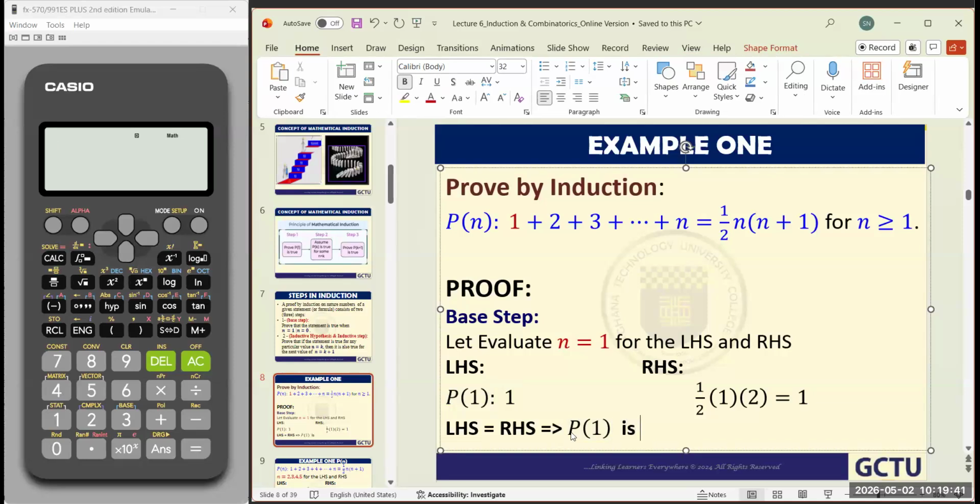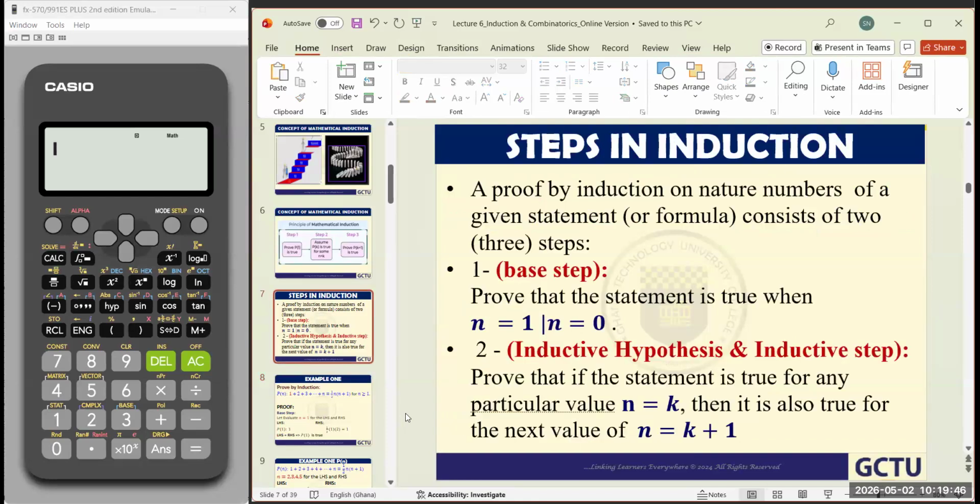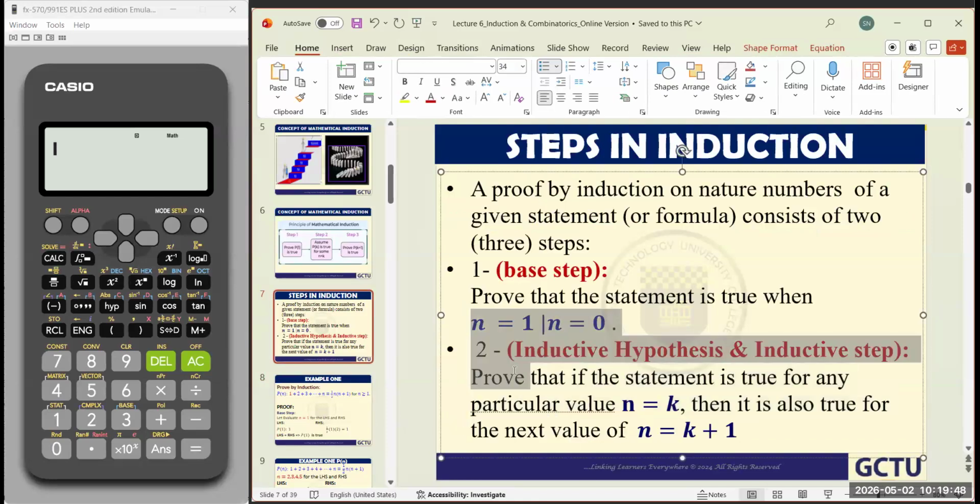So remember what we are supposed to do. We are supposed to show that P of 1 is true. Remember the first step. So show that when n is equal to 1, this statement is true. And that is what we have done.